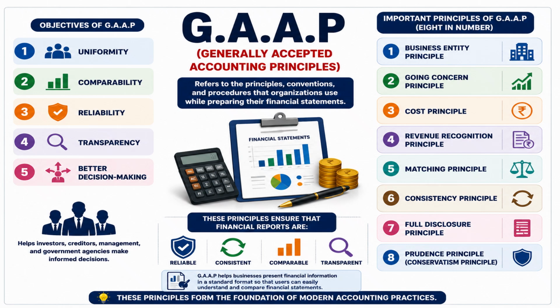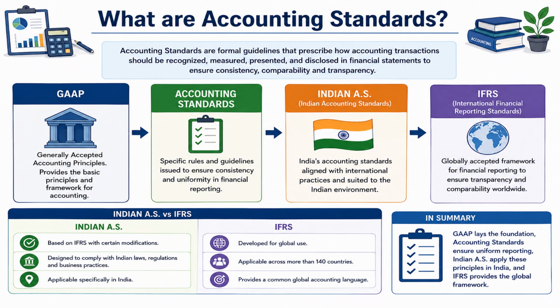Let us now discuss what are accounting standards. Accounting standards are formal guidelines that prescribe how accounting transactions should be recognized, measured, presented, and disclosed in financial statements. They help ensure that financial statements prepared by different organizations are consistent and comparable. Without accounting standards, companies might use different accounting methods, making comparisons difficult.